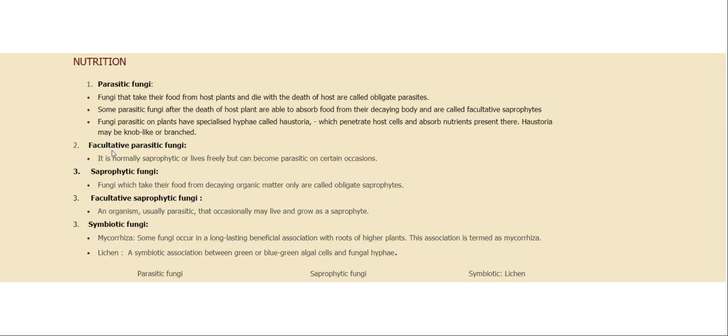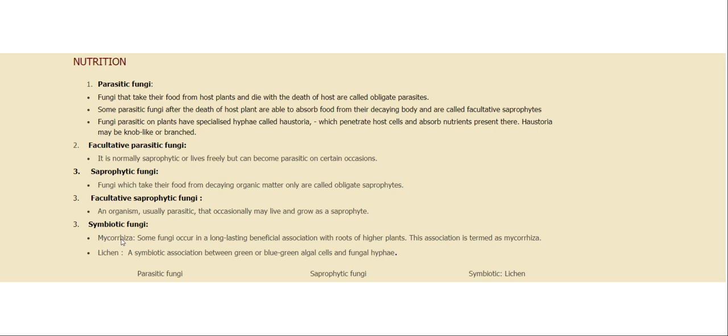Okay, then facultative parasitic fungi, these are normally saprophytes in nature. They live freely but can become parasitic depending upon certain occasions. Then facultative saprophytic fungi, an organism usually parasitic, occasionally may live or grow as a saprophyte. So they are parasitic in nature, but they may live or grow as a saprophyte.